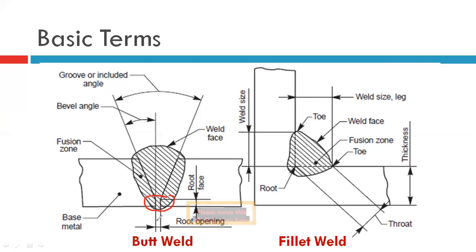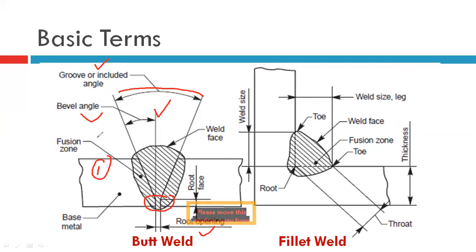We are calling it the root face. The root opening is shown here itself, right? We are calling that the root opening, and whatever angle is mentioned, this angle we are calling the groove or included angle. And with the normal or vertical line, whatever slope is given to the first plate, we are calling it the bevel angle on both sides.